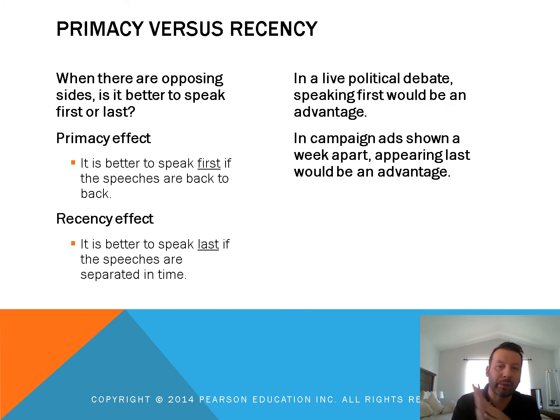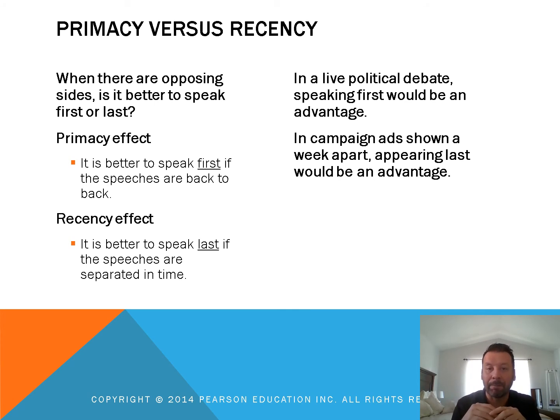Continuing on with primacy versus recency, when there are opposing sides, is it better to speak first or last? The primacy effect: it is better to speak first if the speeches are back to back. The recency effect is that it's better to speak last if the speeches are separated in time. So what it's saying here is that if you have two speakers, it's better to be the last speaker, especially if it's like boom, boom.